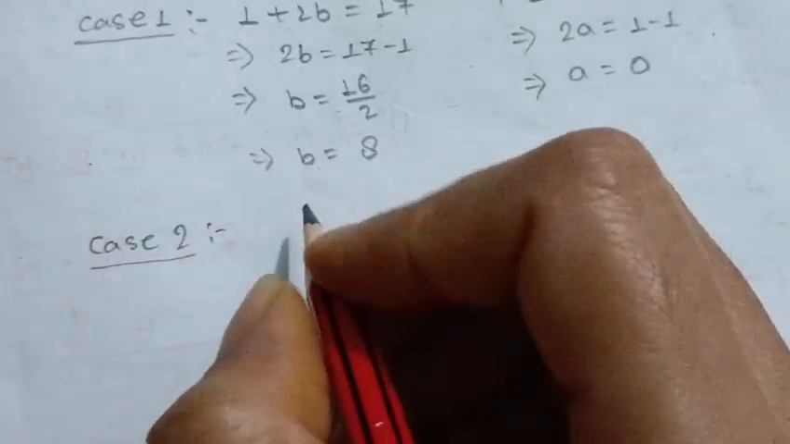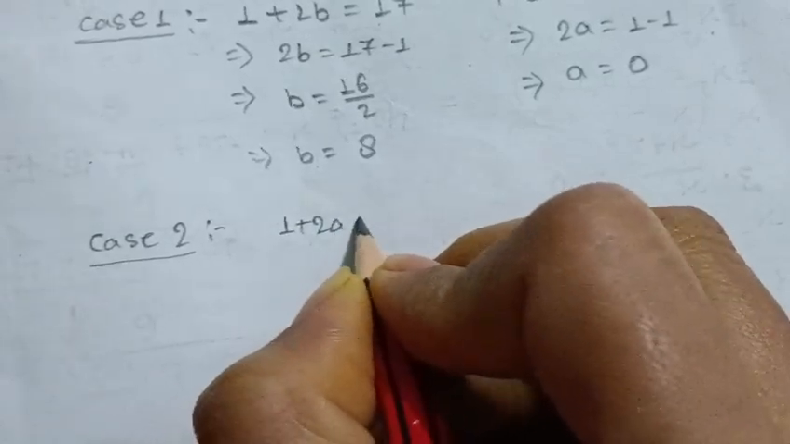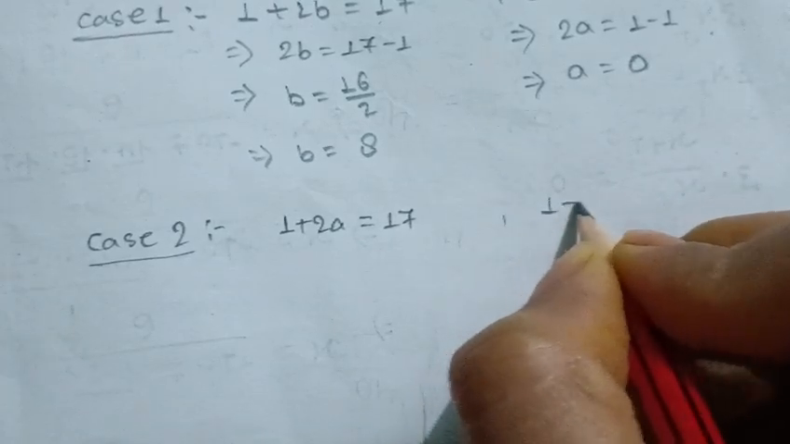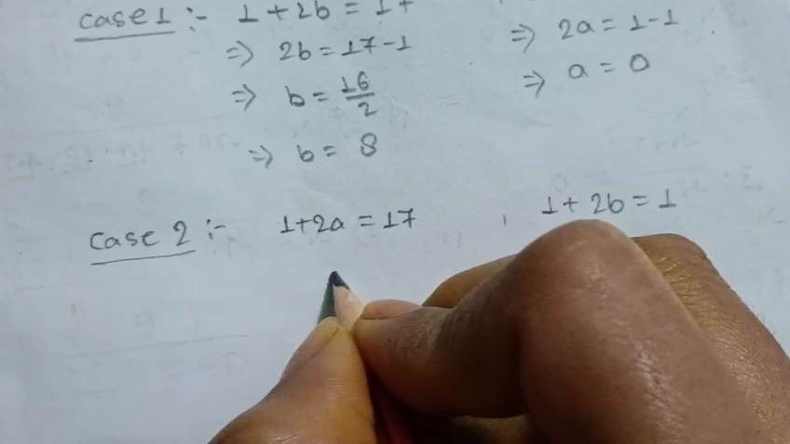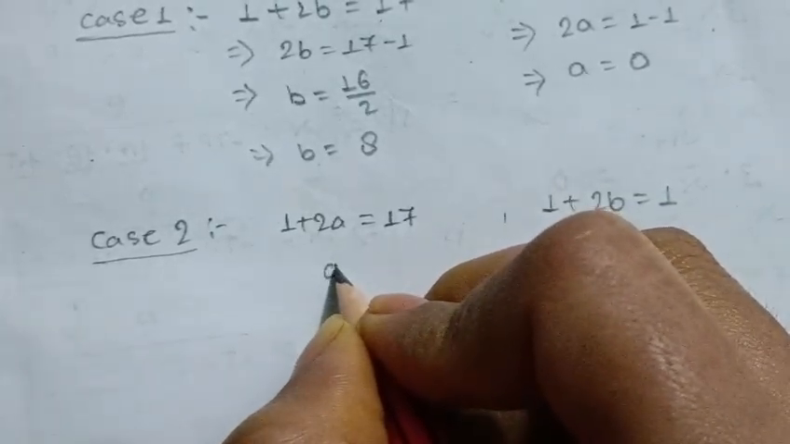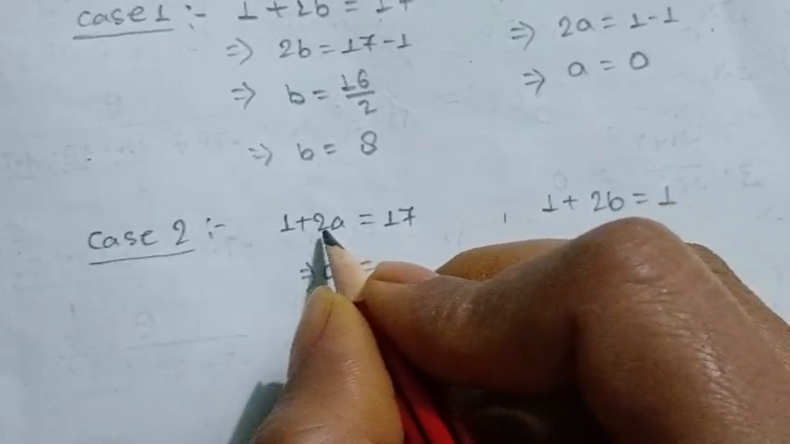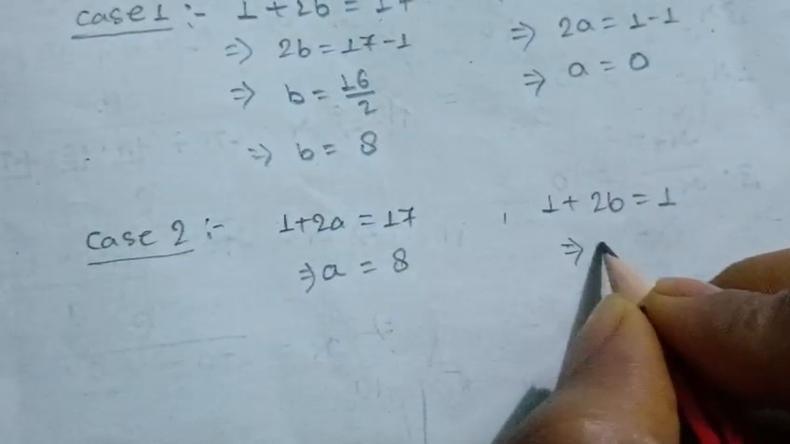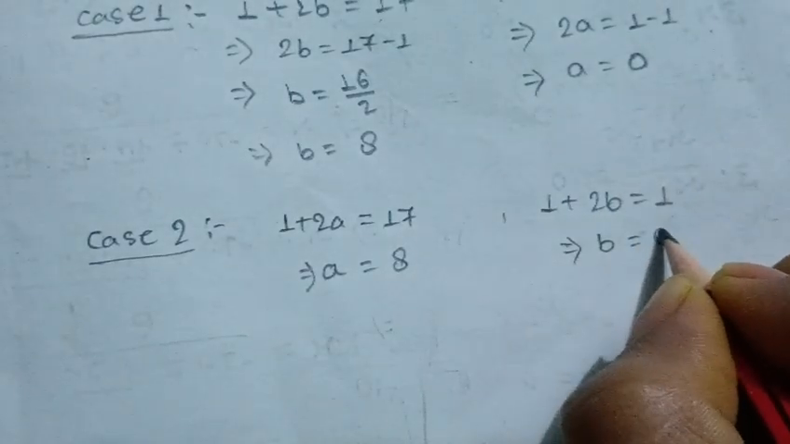Case 2. 1 plus 2a is equal to 17. 1 plus 2b is equal to 1. a is equal to 17 minus 1, 16, 16 divided by 2, 8. b is equal to 1 minus 1, 0, 0 divided by 2, 0.